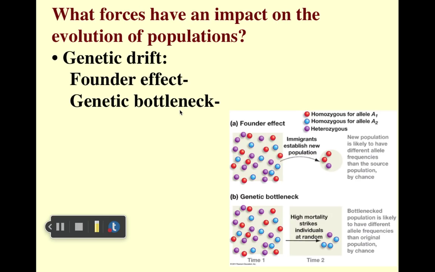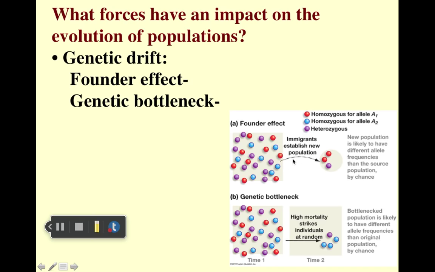Genetic drift. Genetic drift refers to a random change in allele frequencies over time, not necessarily due to any selective advantage. So for example, we can think about the founder effect and genetic bottleneck. These are both examples of genetic drift. So for the founder effect, imagine you have some initial population illustrated here with a certain frequency of, let's say, 3 different genotypes.